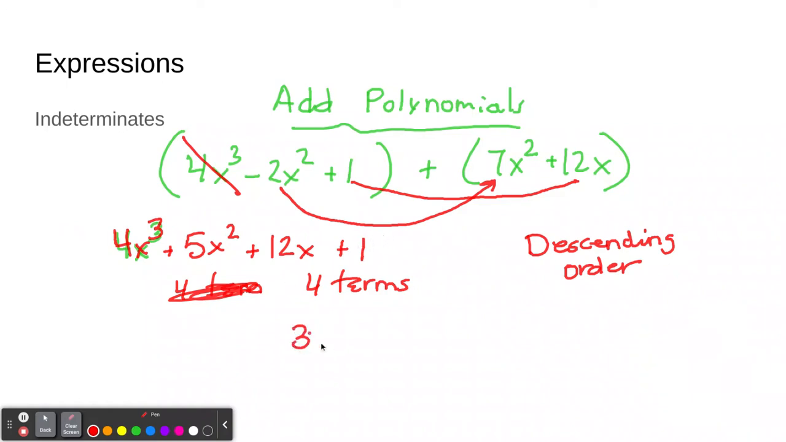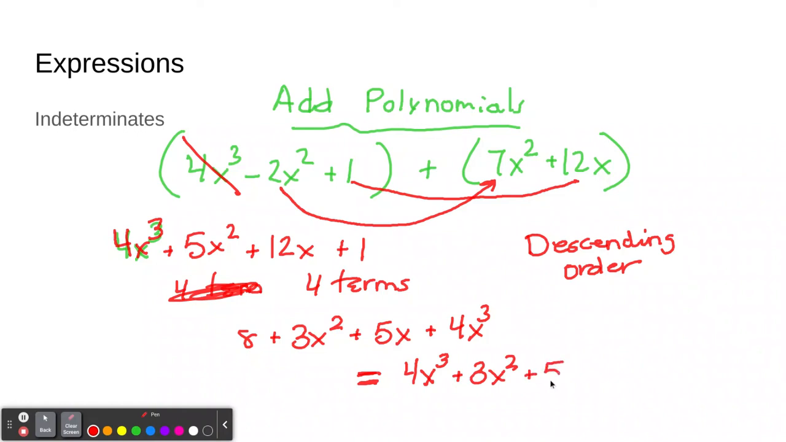So for example, if I gave you 3x to the second plus 5x plus 4x cubed, and let's say we put 8 over there on that side. This is not in any order. So you want to put them in descending order. How would you do that? Pause the tape. Write what you think they should be in. Well, we should put them in the highest descending order. So 4x cubed goes first. 3x squared goes second. 5x is next, plus 8, and that'll be in descending order. So keep that in mind.